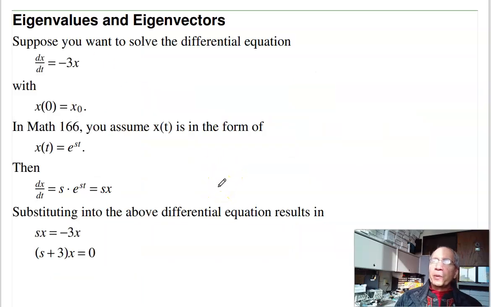So, a little bit of background. Suppose I have a first-order differential equation, like the change in x, dx/dt, is minus 3 times x, with some initial condition. When you take Calc 2, you'll assume x of t is in the form of an exponential. When I take the derivative, I get s e to the st. So plugging into this differential equation, I get the derivative of x, s x, is minus 3 times x. Bring the x to the left, solve.